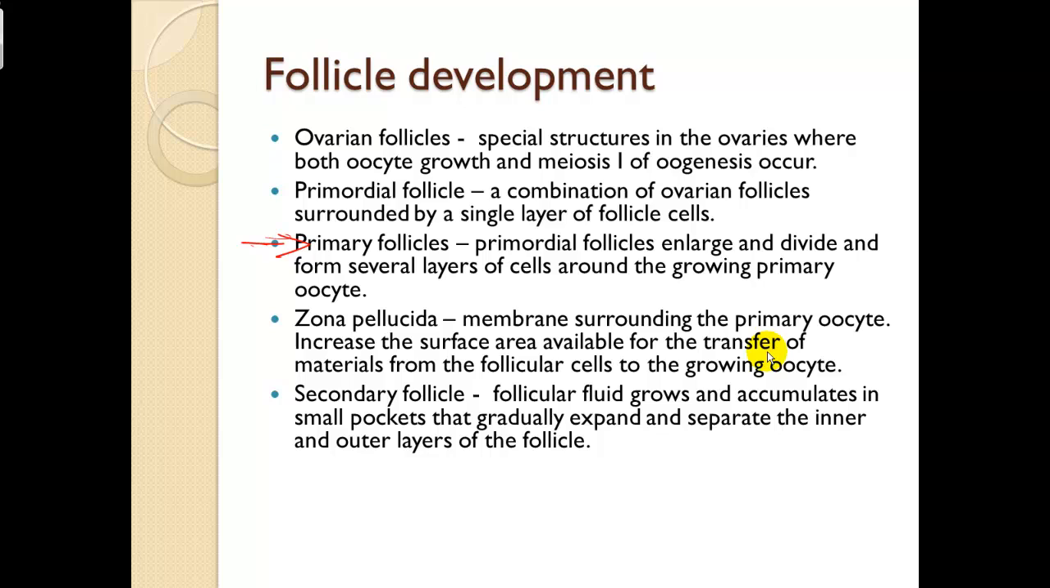Secondary follicle. Follicle fluid grows and accumulates in small pockets that gradually expand and separate the inner and outer layers of the follicle. Now this secondary follicle is what they ovulate. It's what females ovulate. This is a supporting section of that cellular environment that allows the oocyte to flourish if it becomes fertilized.